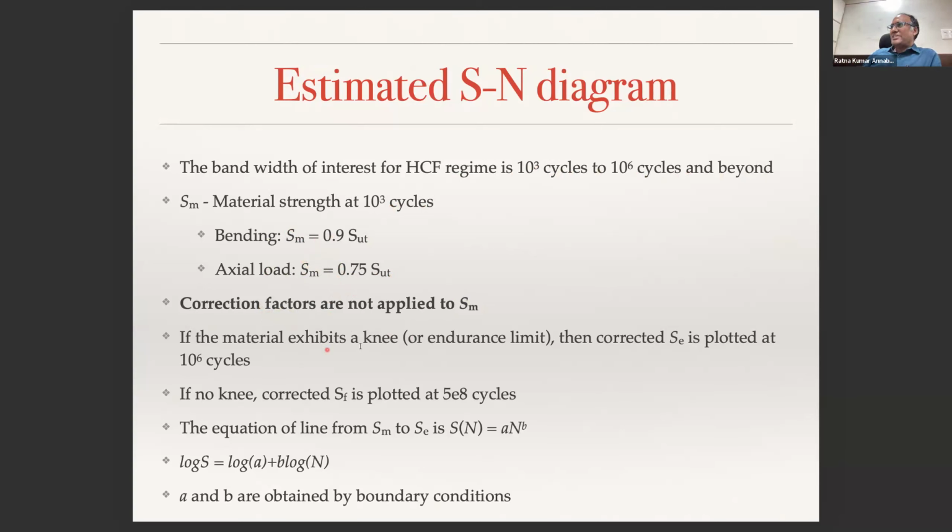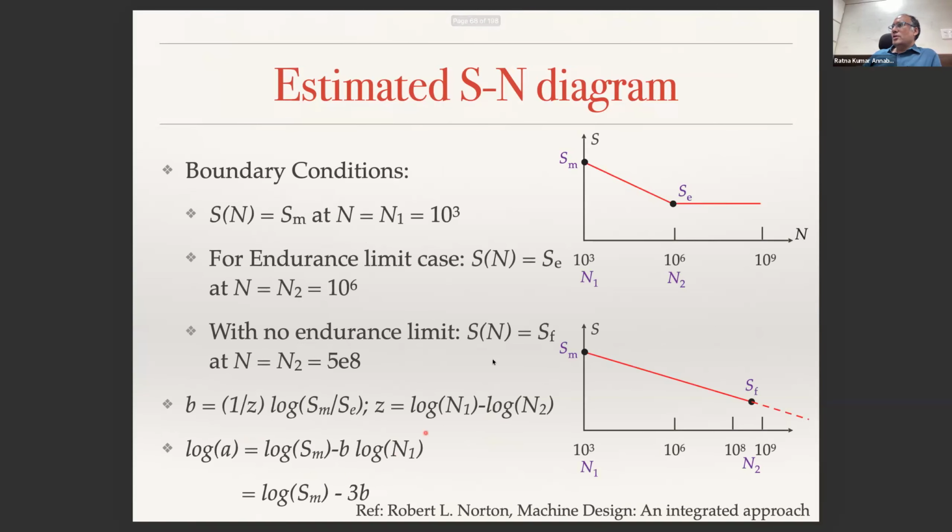So if the material exhibits a knee, then corrected SE is plotted at 10 power 6 cycles. If there is no knee, corrected SE is plotted at 5 into 10 power 8 cycles. You know, the line from SM to SE is represented by S is equal to A N power B. This is S of N. S is a function of number of cycles. So, all this we have seen yesterday.